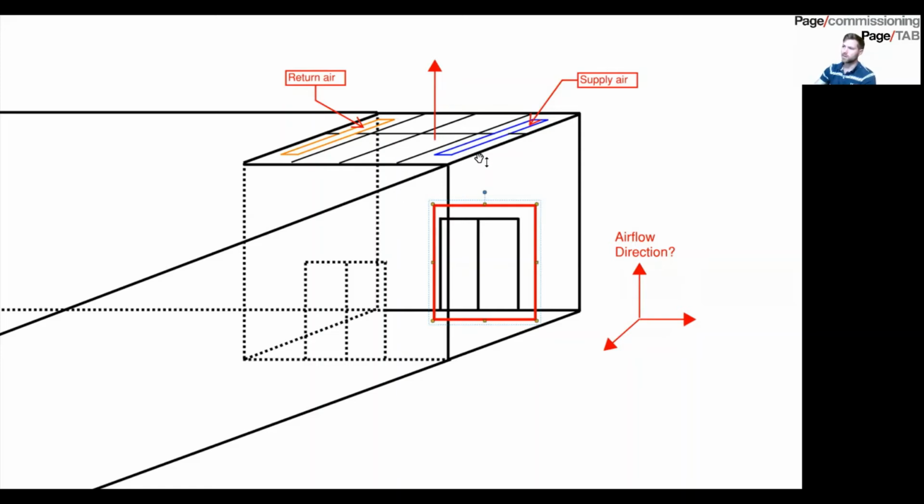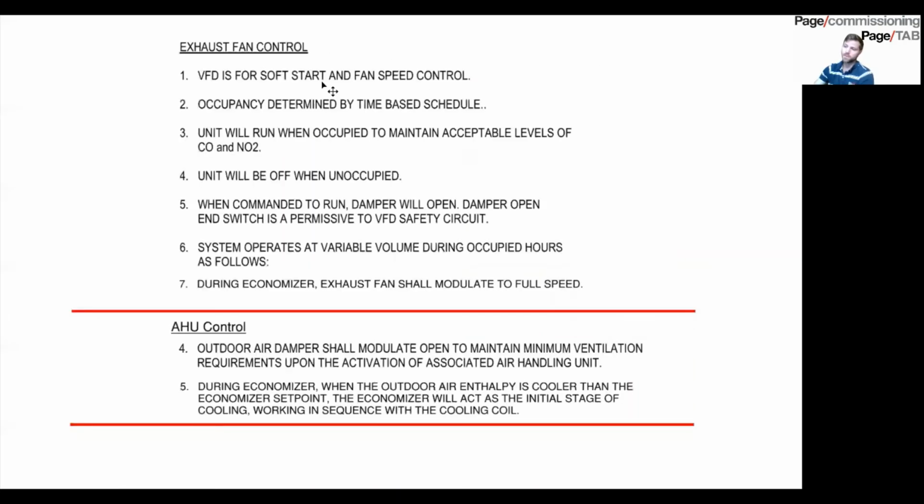So what happened? Why was this happening? So I went to the sequence of operation. How did they program this building? So basically what I found was in the exhaust fan control, everything looked pretty normal, except for this little note right here. During economizer, exhaust fan shall modulate to full speed.